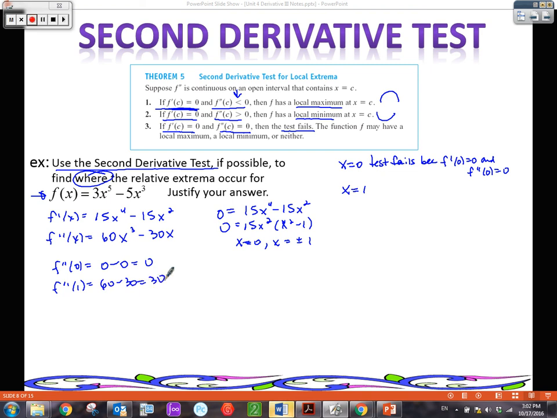Okay, so let's analyze this. The first derivative is 0 at 1, and the second derivative is positive. Positive means we're concave up. Since we're concave up, there's a relative minimum there. So we have a relative minimum because f prime of 1 is 0 and f double prime of 1 is greater than 0.